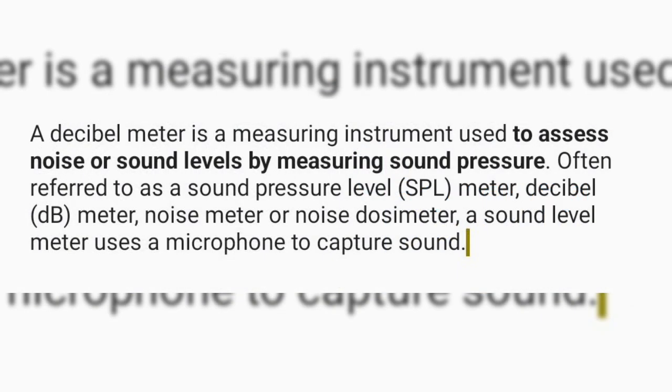A decibel meter is a measuring instrument used to assess noise or sound levels by measuring sound pressure. Often referred to as a sound pressure level (SPL) meter, decibel dB meter, noise meter or noise dosimeter, a sound level meter uses a microphone to capture sound.